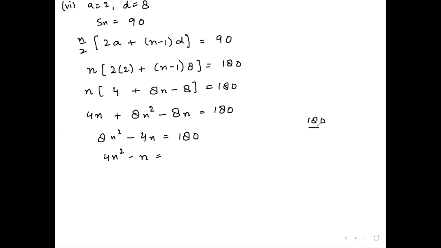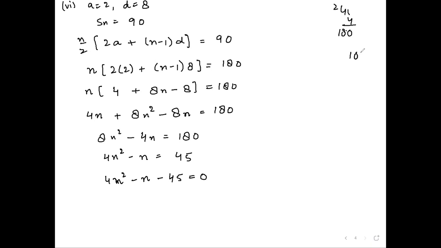So 180 divided by 4, how much will I get? 4 into 4 is 16 and then 20. So I'll get 45 here, right? So this will be 4n square minus n minus 45. I'm getting the same thing again. So I think I was right. Okay, so 4 into 45 is how much? 4 into 5 is 20, then 4 into 4 is 16, 180, right?